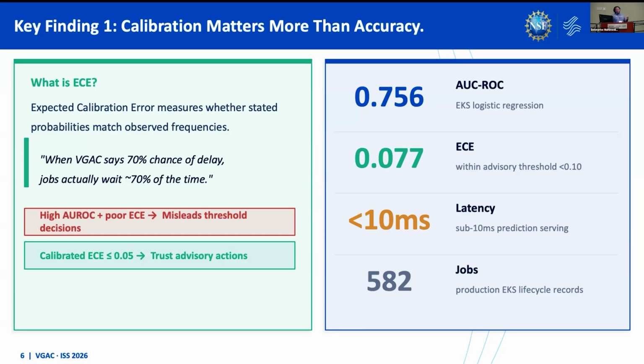So we use calibration. In this work, calibration matters more than the prediction. If that model says 70%, your job is going to stay on the cluster for 2 hours before it gets submitted, will 70% of the time that job stay on that cluster 2 hours? If it doesn't meet that threshold, no, that's something that's really wrong.